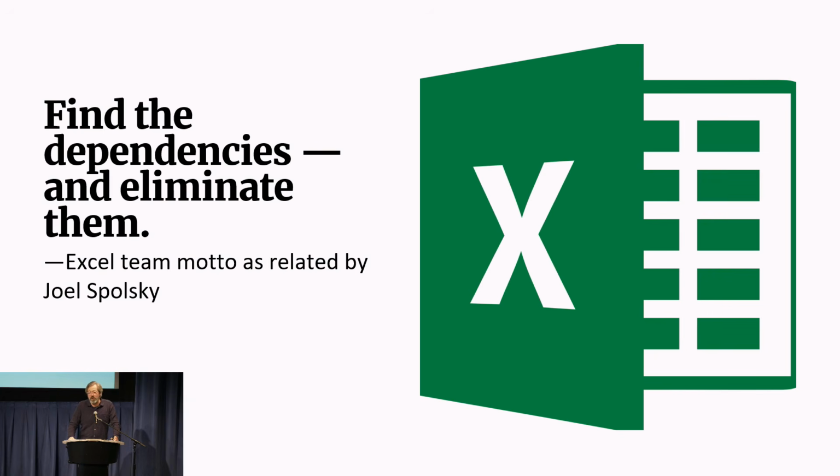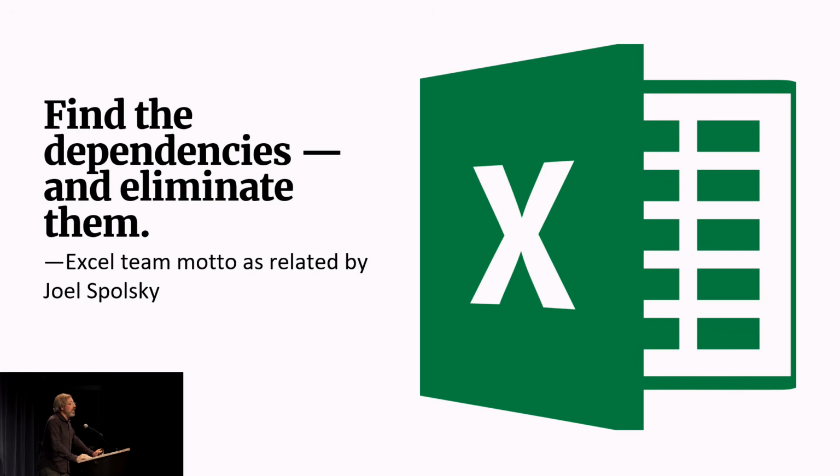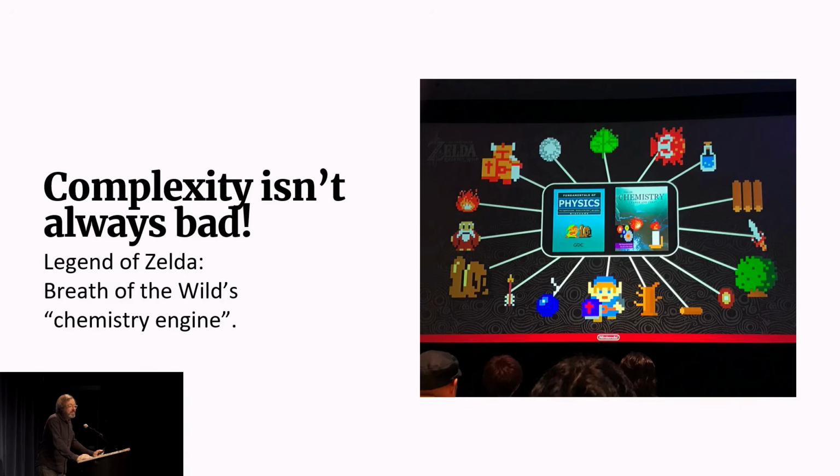The Excel team motto, at least according to Joel Spolsky, is find your dependencies and eliminate them. I have been told on reasonably good authority that Excel actually is built with its own C compiler, that they didn't even want to rely on other teams within Microsoft, to the degree where they've built their own compilers. I'm not saying you necessarily should do that. I'm not saying you necessarily shouldn't. You've got to think about how you're spending your budget.